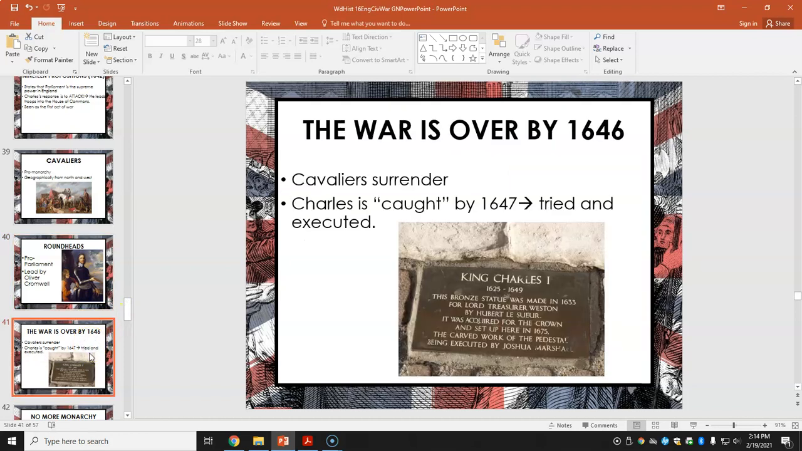So the war ends by 1646. The Cavaliers surrender. Charles is actually caught, and he is tried and executed. So this is kind of the result of the English Civil War. Charles is caught and executed.